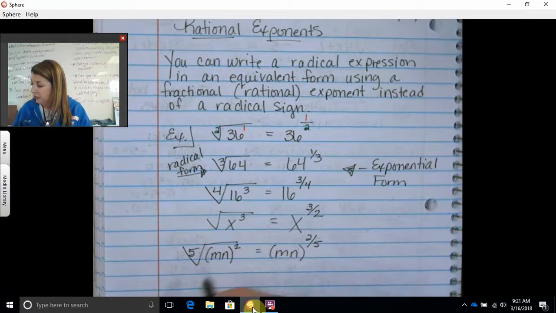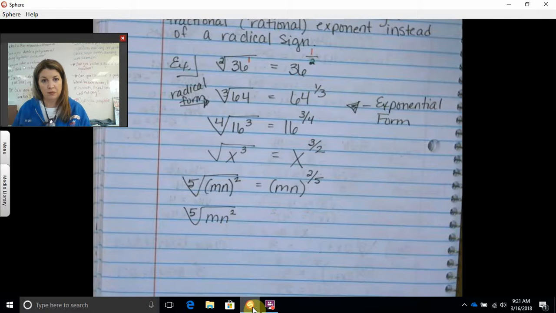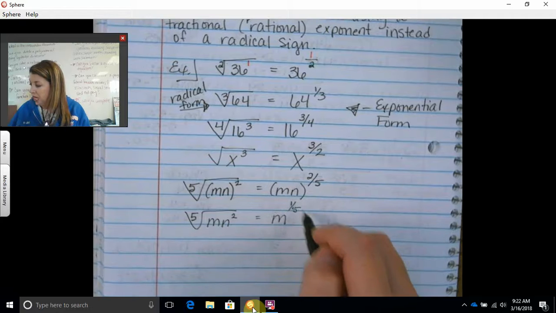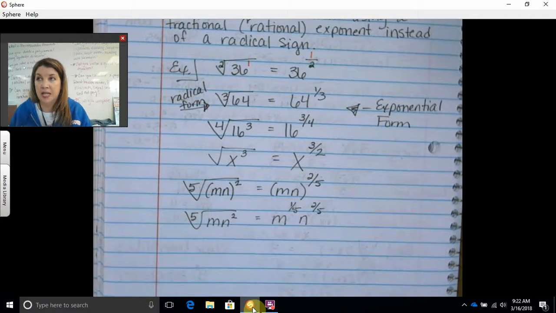If m and n were not in parentheses, that means only n has an exponent of 2, not m. What's m's exponent? 1. So you'd have to write it separately, okay? M would be raised to the 1/5 times n would be raised to the 2/5, okay? Parentheses make a difference. Does that make sense?